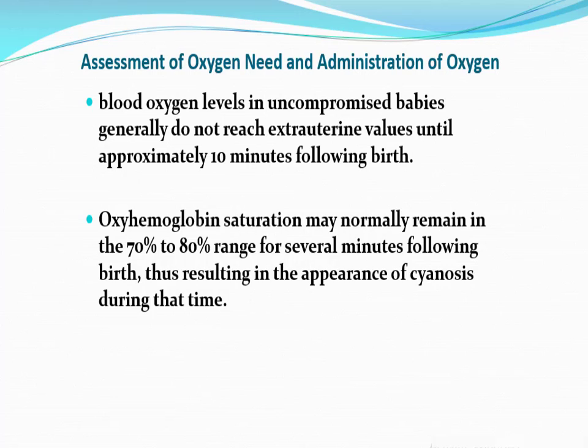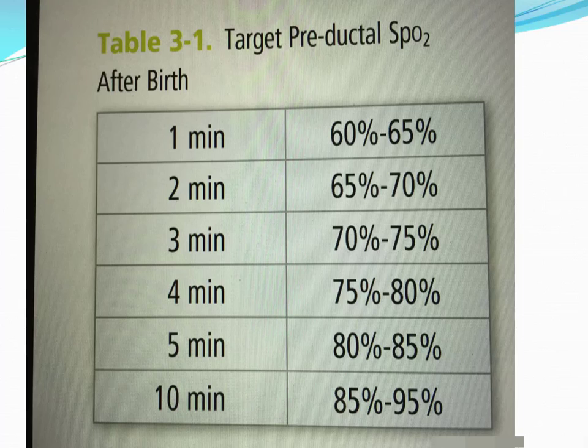The blood oxygen level in uncompromised babies generally does not reach extrauterine values until approximately 10 minutes following birth. Oxyhemoglobin saturation may normally remain in the 70s or 80s for several minutes following birth, resulting in the appearance of cyanosis during that time. And this is the target preductal SpO2 after birth. You could see that up to 10 minutes the SpO2 remains below 85.